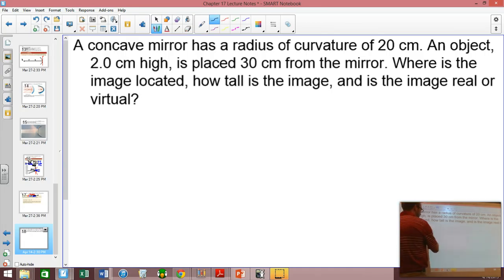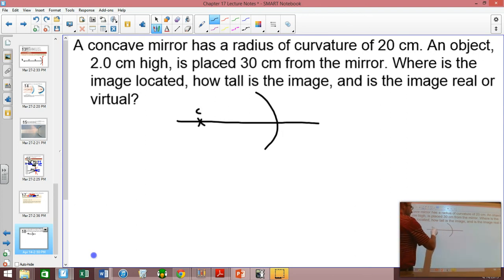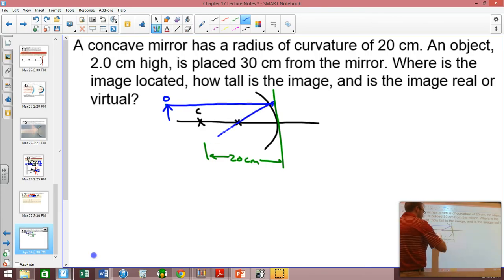I could draw a rough sketch here. It's concave. The radius of curvature is 20 centimeters. So that means that the focus is half of that, which is 10. An object is 2 centimeters high, placed 30 centimeters. So your object is way out here. Just to give you an idea of what we're looking at, ray 1 comes in and it bounces through the focus. Ray 2 is going to come in and bounce back.